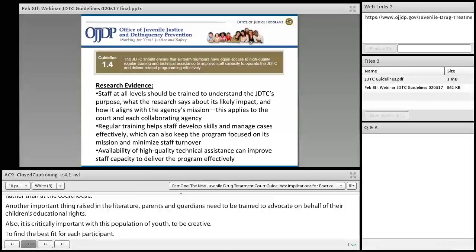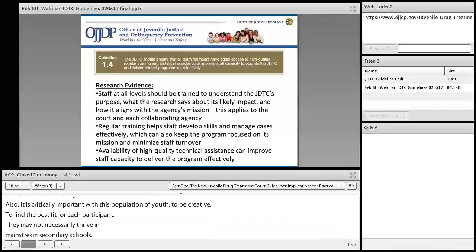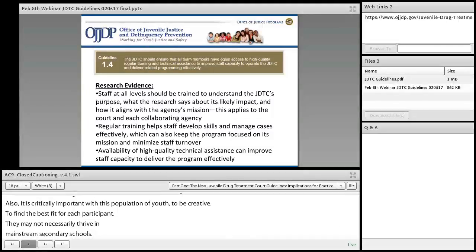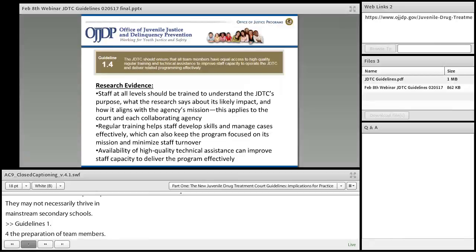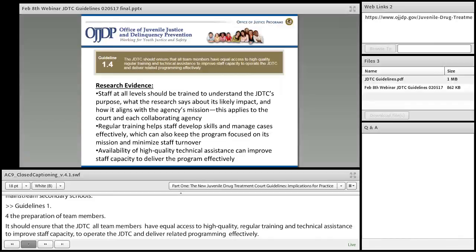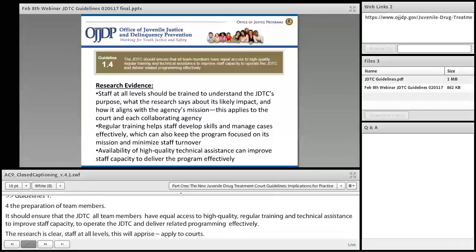So Guideline 1.4 focuses on the preparation of the team members. The Juvenile Drug Treatment Court should ensure that all team members have equal access to high-quality, regular training and technical assistance to improve staff capacity to operate the Juvenile Drug Treatment Court and deliver related programming effectively. The research is clear that staff at all levels, at the court and all of the collaborating agencies, should be trained to understand the purpose, the impact of the program, and how it aligns with the agency's mission.